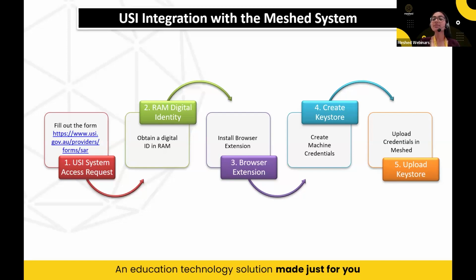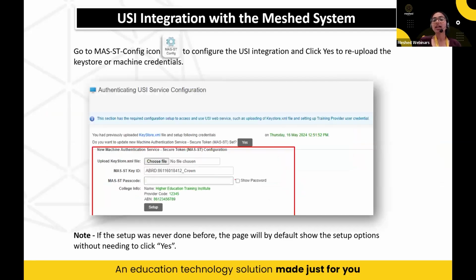As you can see, up till step 4, you do not really need the mesh system. It's only after step 4 that the USI integration gets established with the mesh system. So once you have the machine credentials, you will then come to the mesh system and upload those details or the files in the system and get the service running. As you can see, this is where you can set up the machine credentials or the USI service configuration.